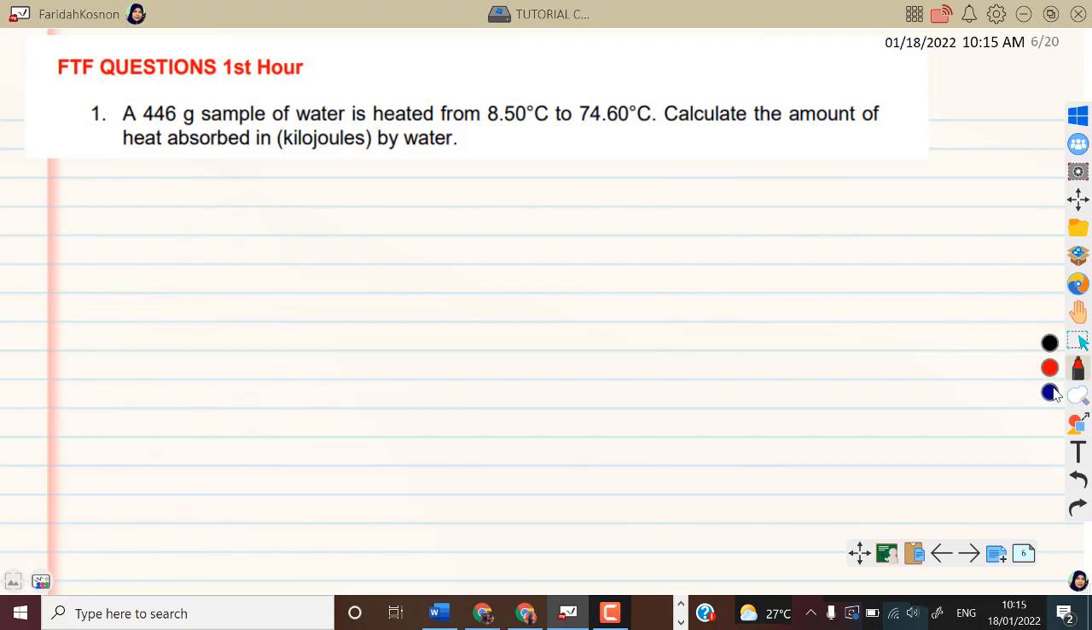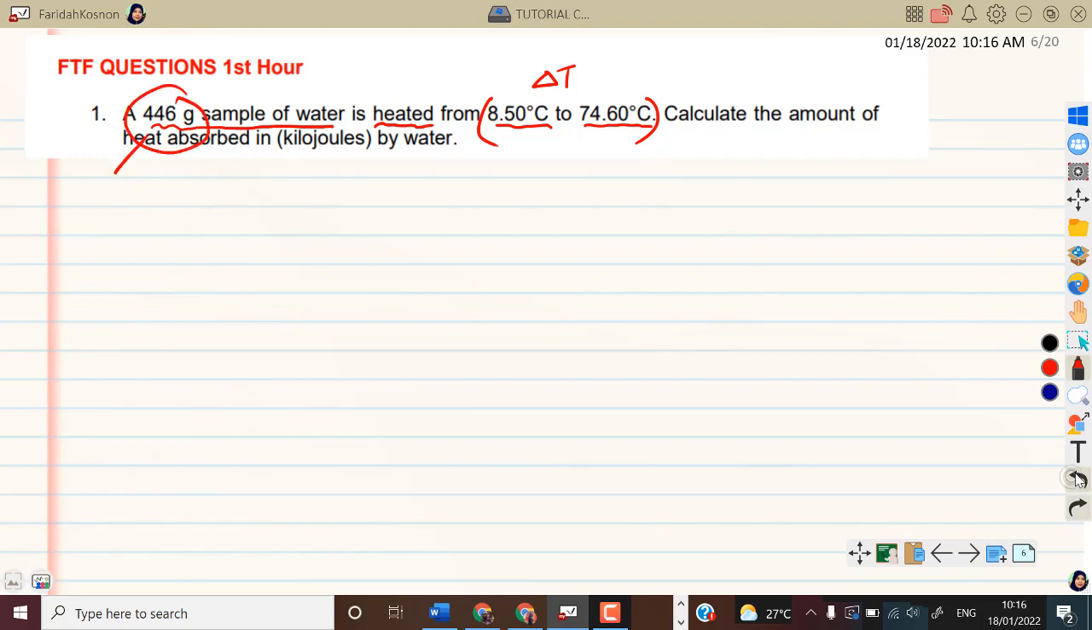So you kena fahamkan betul-betul. Kalau you lihat kat sini, you ada apa? A sample of water. Berapa banyak? 446 gram of water. So what happened to the water? It was heated. Dia telah dipanaskan. So initially, the temperature was 8.50 degrees Celsius. So when the water is heated, the temperature increased to 74.60 degrees Celsius. Okay, so you nampak kat sini, you can find the change in temperature. You boleh cari delta T kat situ. Okay. Right. Jadi apa itu 446 gram ni? 446 gram ini adalah represent the mass of water.